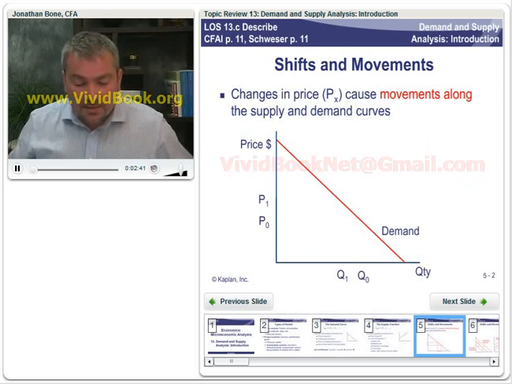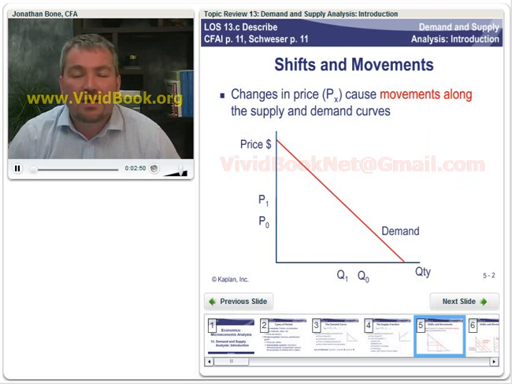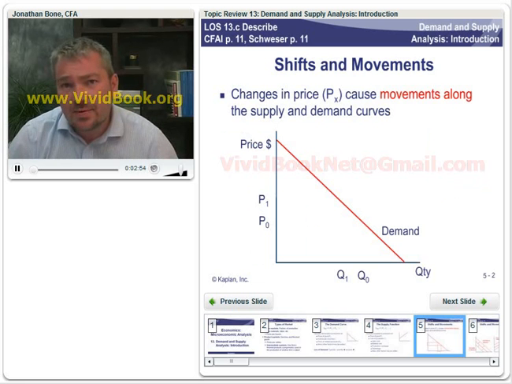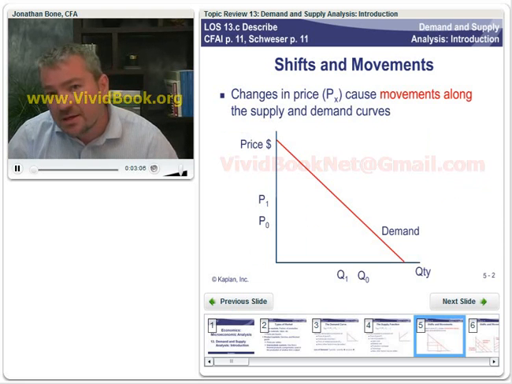Our next LOS asks us to describe the causes of movements in supply and demand curve. Now, our first little graphic here shows a demand curve, downward sloping, of course. And what we're going to say here is changes in price move you along supply and demand curves. They do not move the curve itself. Changes in the other factors, so for example, individuals' income, complementary product prices, etc., they're going to shift the demand curve itself, as we'll see on the next slide.